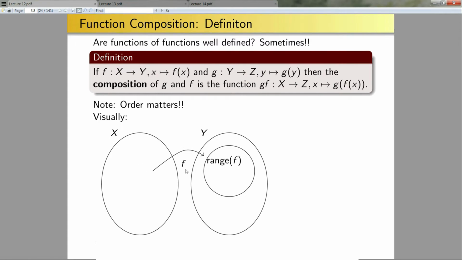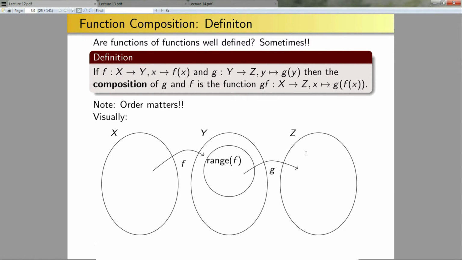Here, f takes elements in the set x and maps it to the range of f. So this could be all of y, or it could be a subset of y. And now, what does g do? Well, g takes elements of y, including everything in the range of f, and maps it over to z.